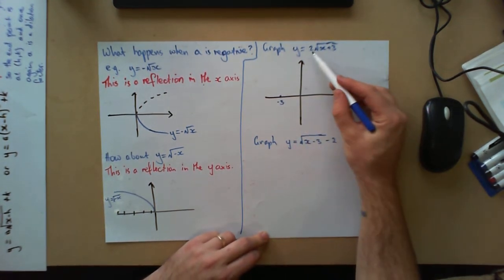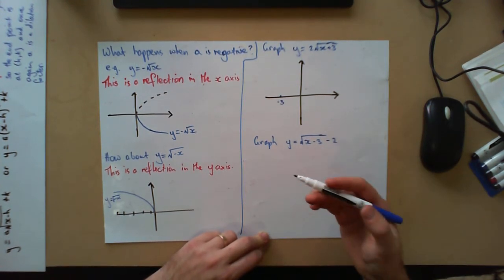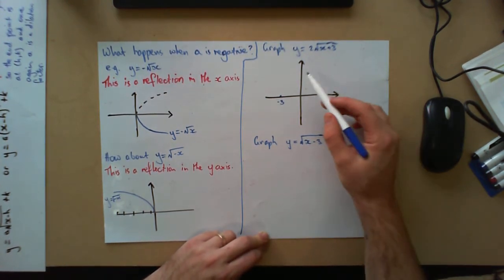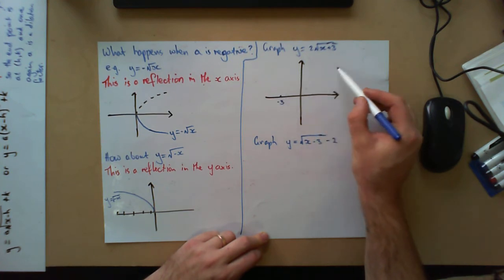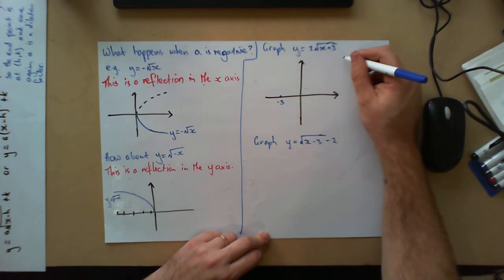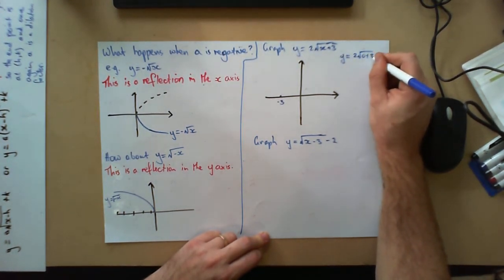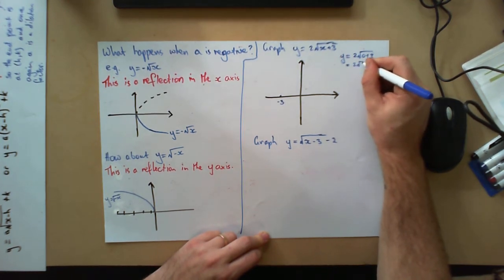Now, how do we take care of this 2? Well, all we've got to do is show some other point. The easiest point to show is our y-intercept, because we know it's not being reflected, so it's going to go up like that. So we need to show this y-intercept. Remember, we let x equal 0, so you say y equals 2 times the square root of 0 plus 3, which is simply 2 root 3.